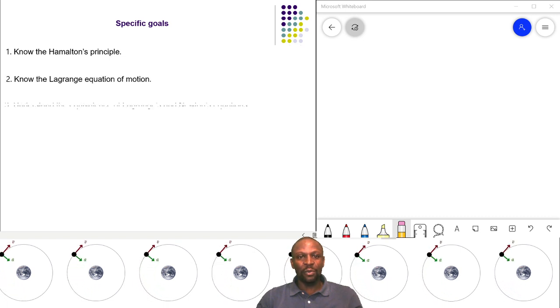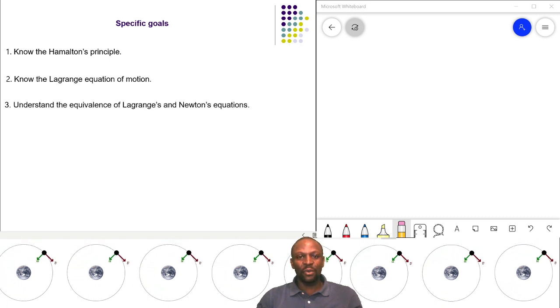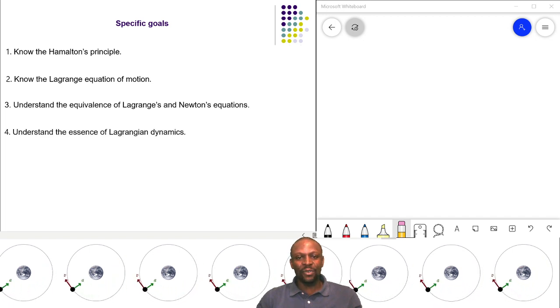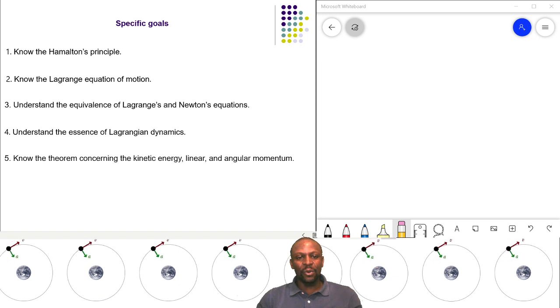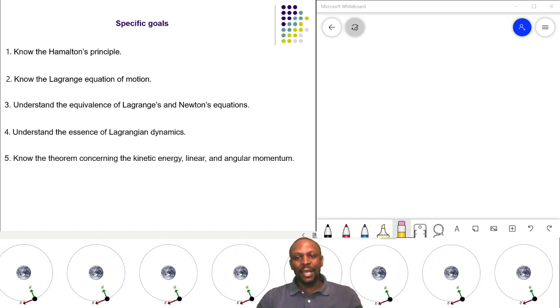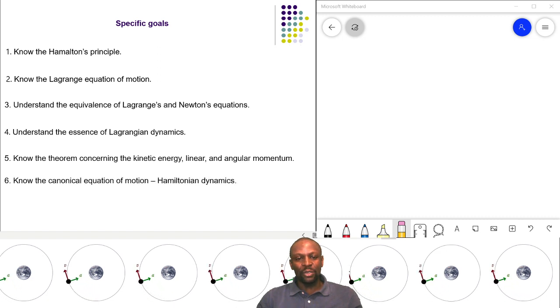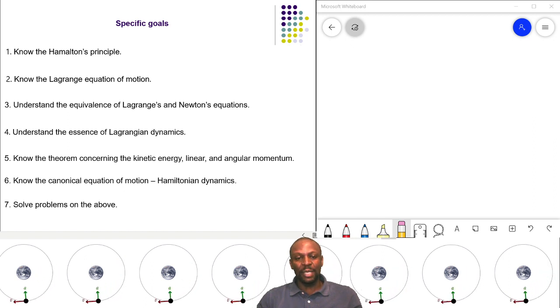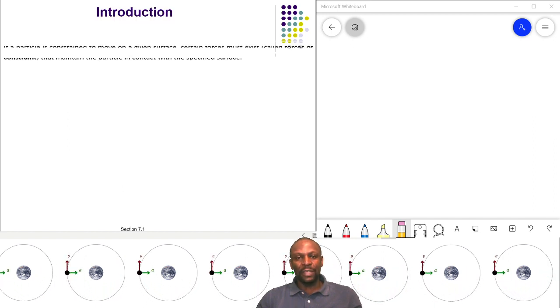know the Lagrangian equation of motion, and you will understand the equivalence of Lagrangian and Newton's equations, and you will understand the essence of Lagrangian dynamics, and you will also know the theorem concerning the kinetic energy, linear and angular momentum, and you will also know the canonical equation of motion, which is nothing else but the Hamiltonian dynamics, and you will also be expected to be able to solve the problems on all of the above.